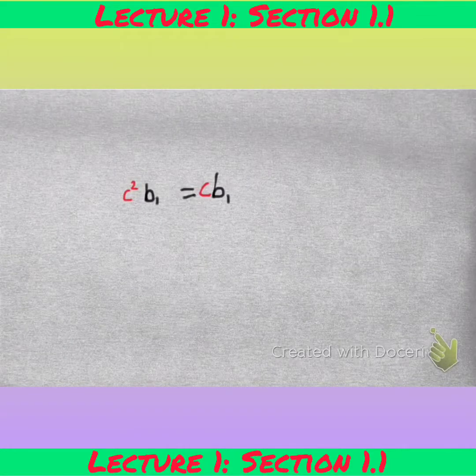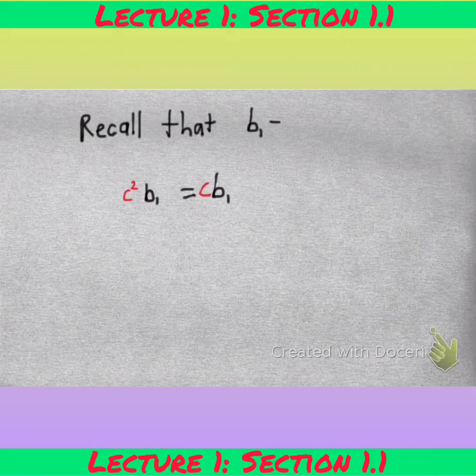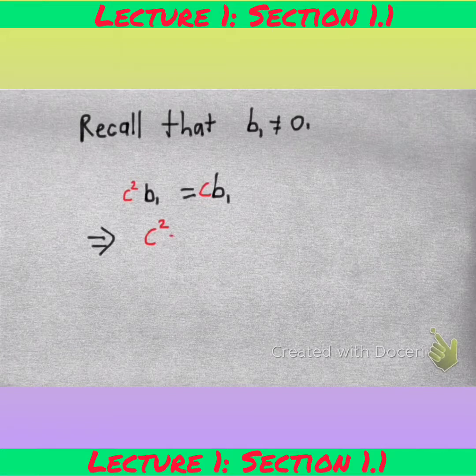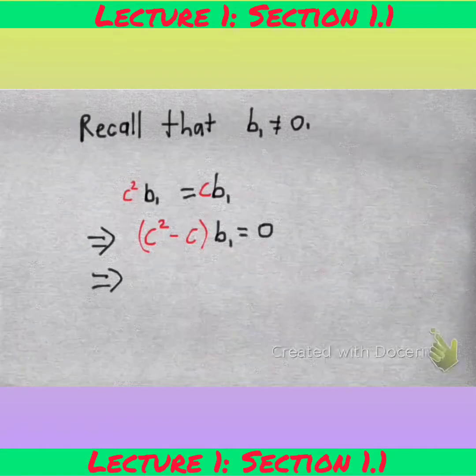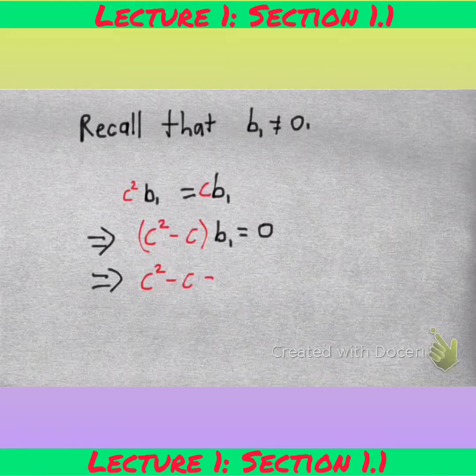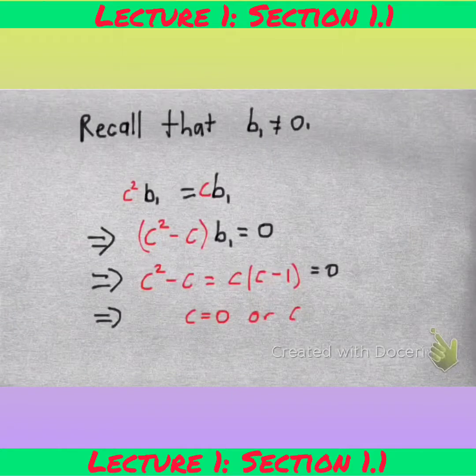Alright, so there we've got c squared times b1 equals c times b1. And remember we said that this is a linear system where b1 is not equal to 0. So that implies the only way that can be true is if c squared minus c times b1 is equal to 0, which happens only when c squared minus c is equal to 0, and that happens only when c is equal to 0 or c is equal to 1.